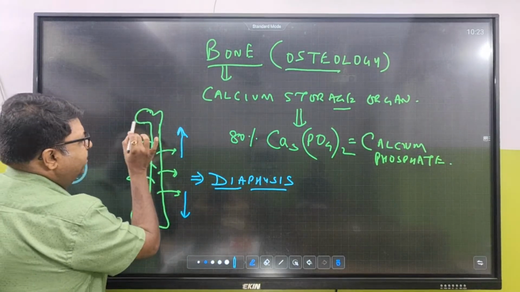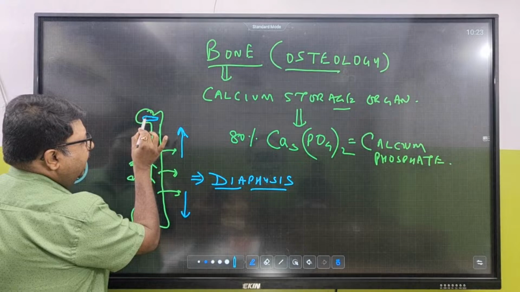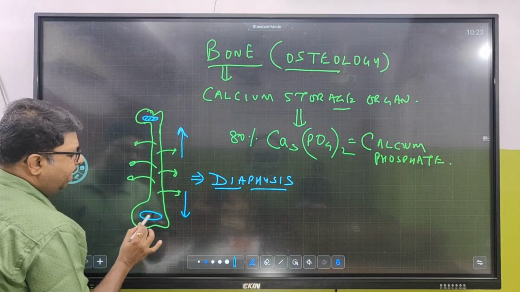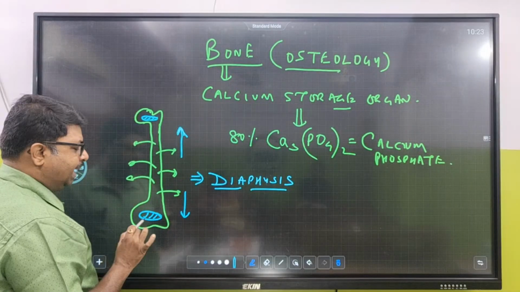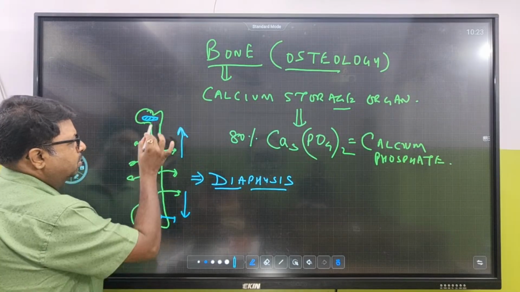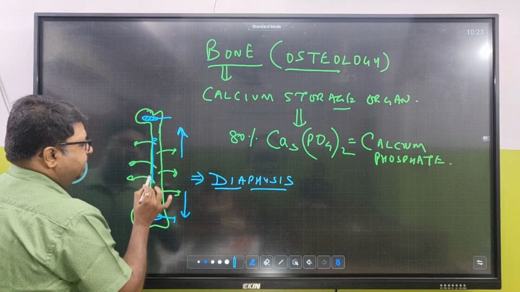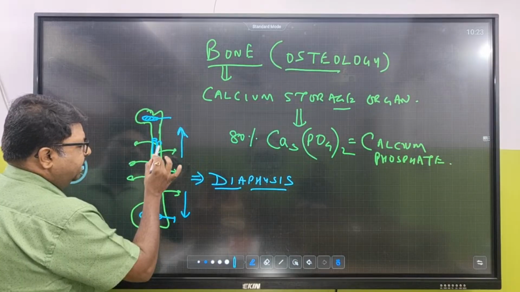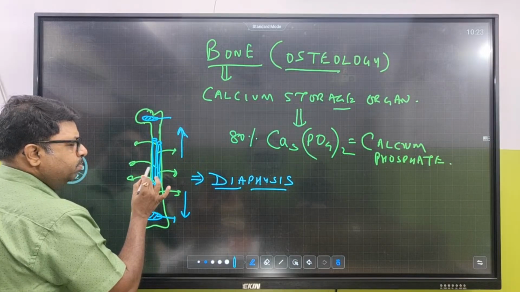Now, normally we know that inside the bone there is bone marrow. These are the two types of bone marrow that we have already talked about in blood. This is red bone marrow. And this lateral side is white bone marrow. It contains white bone marrow.